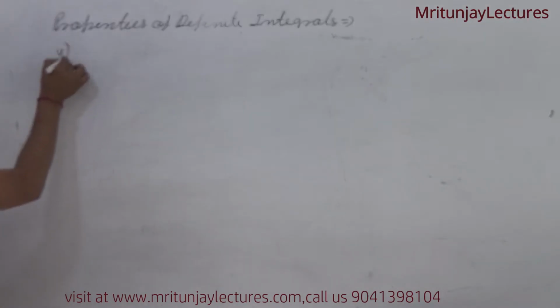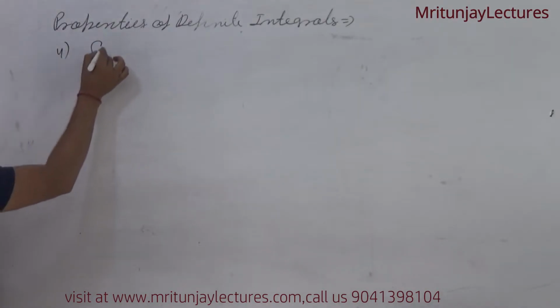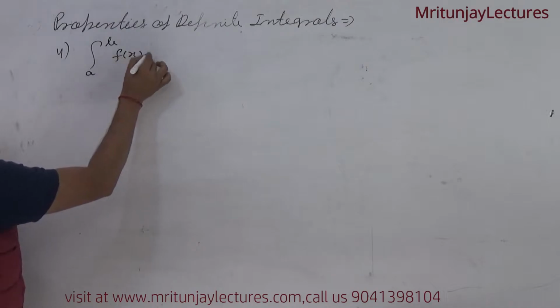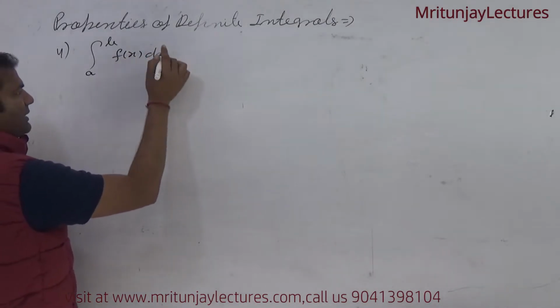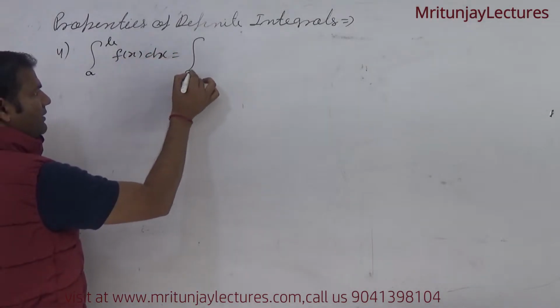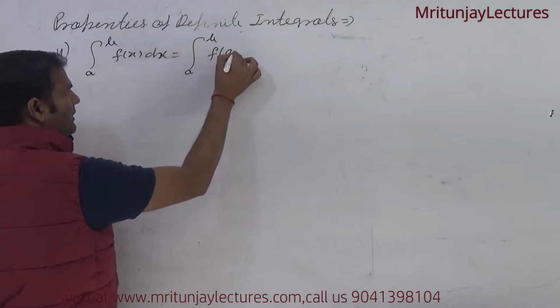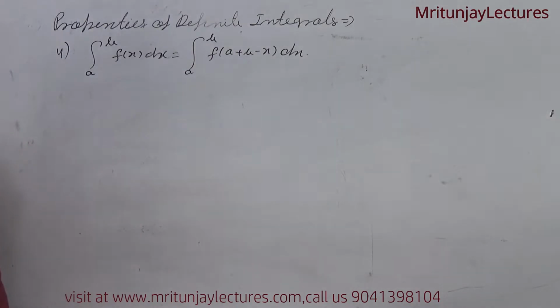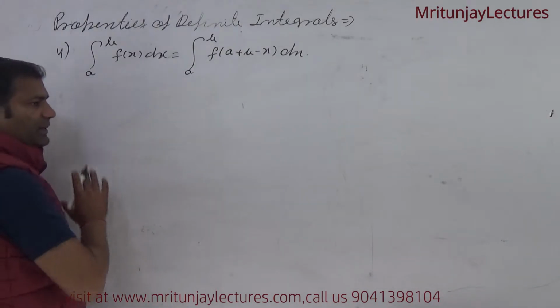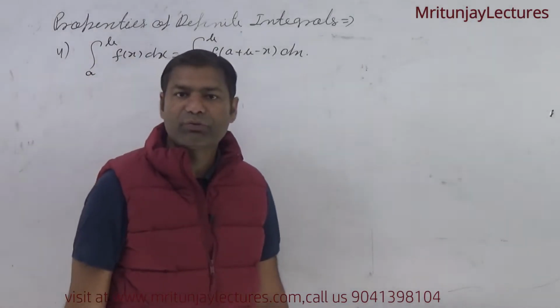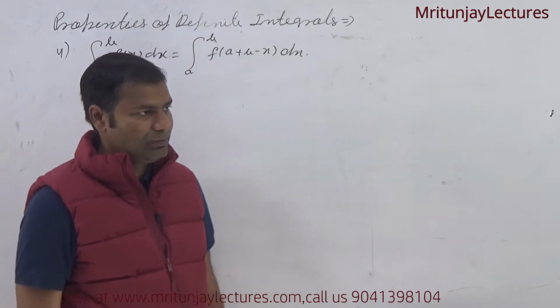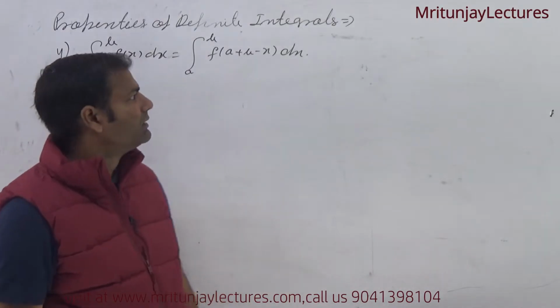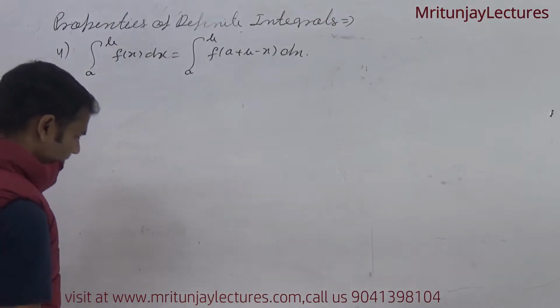Now the fourth property: the integral from a to b of f of x dx is also written as the integral from a to b of f of a plus b minus x dx. How can we prove it? It is a very powerful property. Property number 4 is a powerful property. Fourth and fifth are both very powerful.